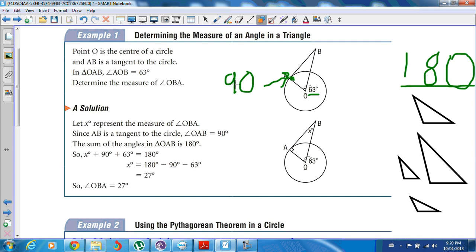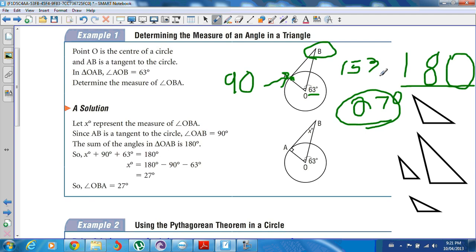Well, how many degrees do we have so far? If I've got 90 degrees and 63 degrees, if I add that up, that adds up to 153 degrees. So angle O and angle A add up to 153. How much more do I need to get to 180? Well, if I just take away this much from 180, I'll end up with 27 degrees for this angle right here.